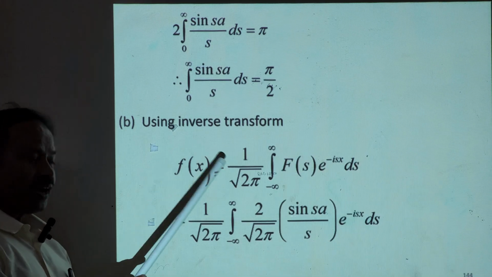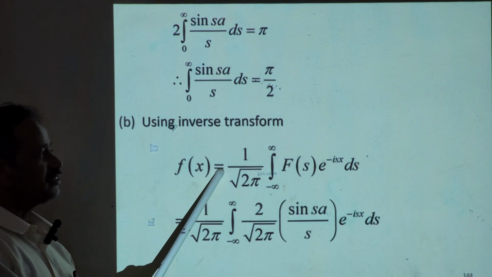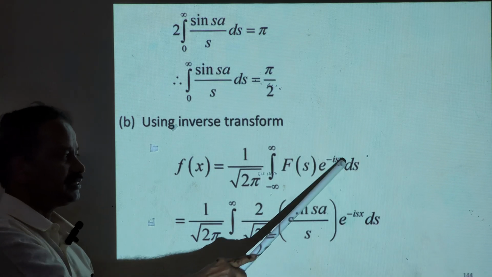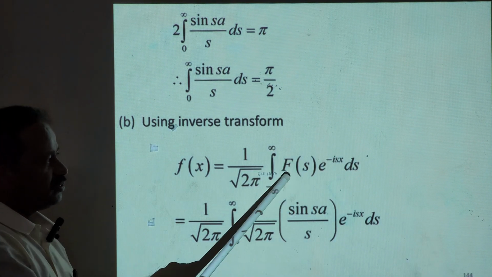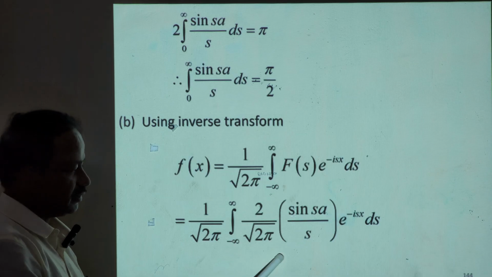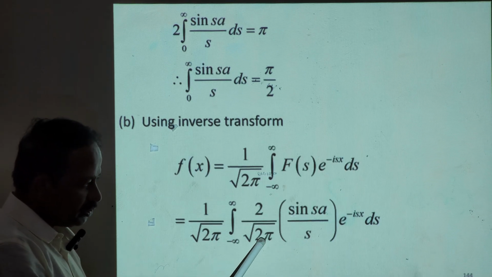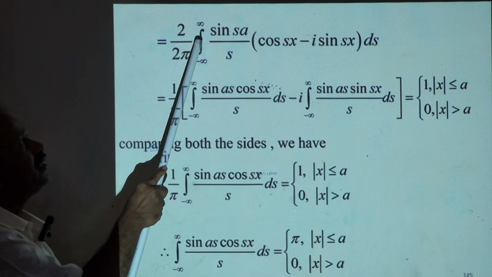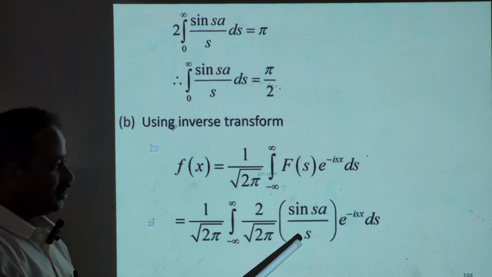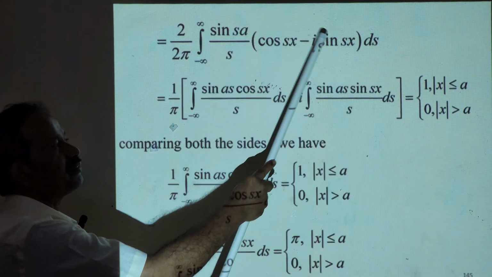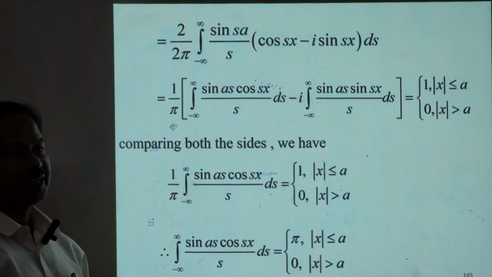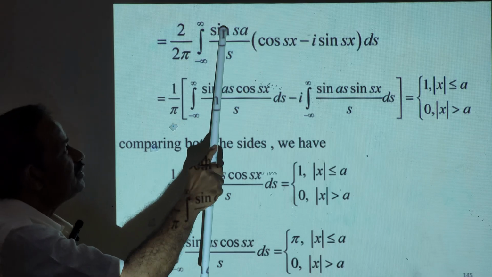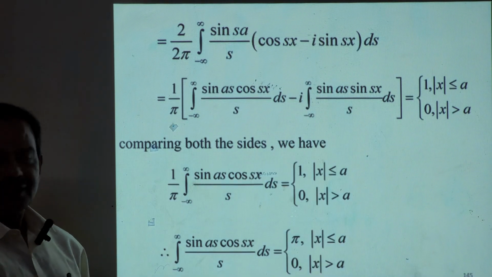Then for the next one, again use the inverse transform. f of x equals 1 divided by root 2 pi, integral from minus to plus infinity of f of s e power minus isx. Instead of f of s, you substitute this one. Multiplying gives 2 divided by 2 pi, as usual, times sin sa by s. Instead of e power isx, I am going to expand it as cos sx minus i sin sx, and multiply these terms in this interval.